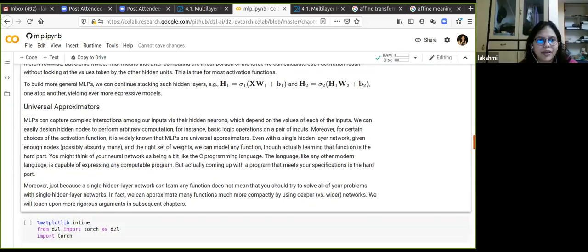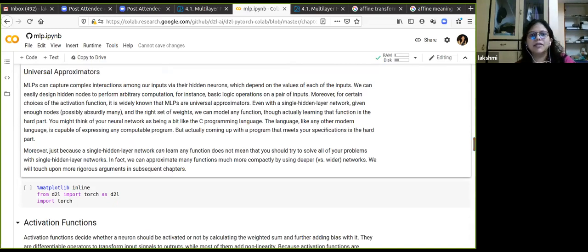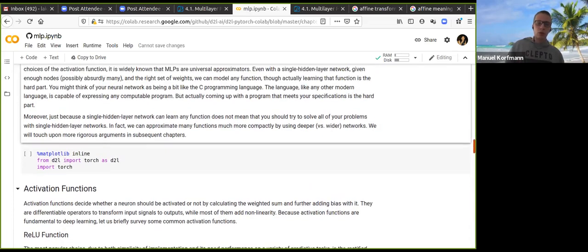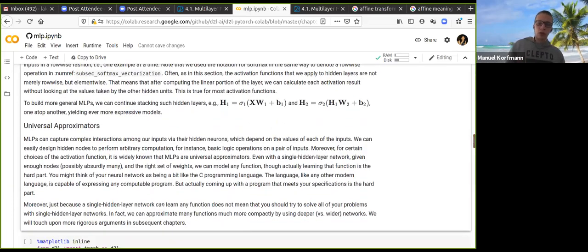So what it explains here is that even with one layer, we can have any function to be applied. Here they use sigma, right? I'm just interested in what could be examples, since they say we could model any function, right?